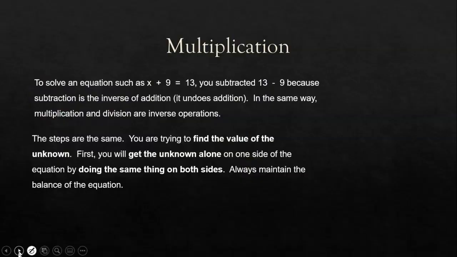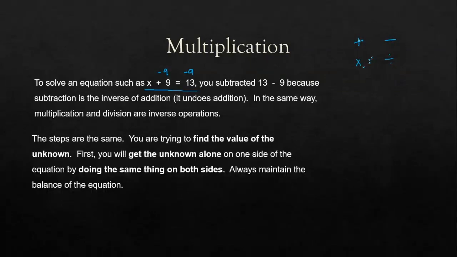Okay, so now using multiplication. To solve an equation such as x plus 9 equals 13, this is the one we just did, we subtracted 9, right? We'd subtract 9 from this side and subtract 9 from this side, because the inverse or the opposite of addition is subtraction. In other words, subtraction will undo addition and vice versa. In the same way, multiplication and division are inverse operations. So addition and subtraction are opposite, and multiplication and division are opposite. So these operations undo one another.